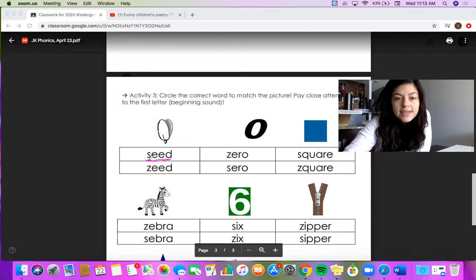Seed. Seed. That looks right. What's the other one? The other one starts with a Z. It says zeed. Is this a seed or a zeed? A seed. So you'd circle the seed and you can cross out the other word.